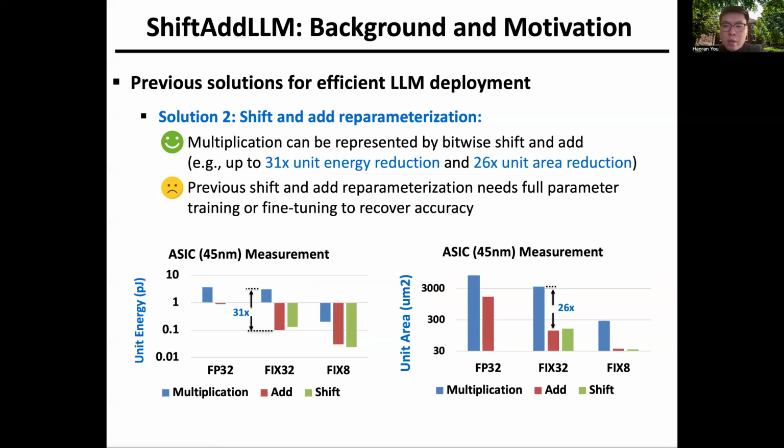Another solution is to reparameterize multiplications in LLMs with shift and adds, which can lead to up to 31 times energy reduction and 26 times area reduction compared to multiplications. However, previous shift and add reparameterization methods need either full parameter training or fine-tuning to recover accuracy, which is hard for large language models due to lacking data and compute.